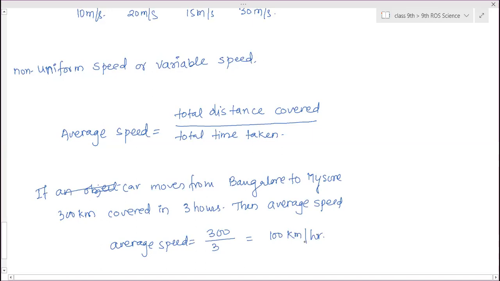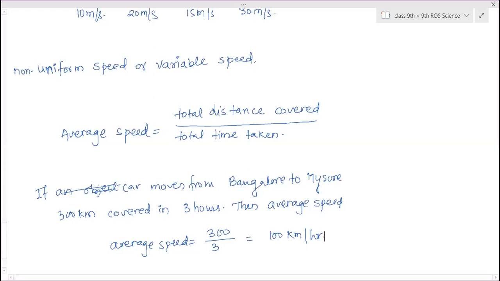Now in covering these 300 kilometers, the speed was different at every instant, but we are not taking that into consideration. What we consider is the total time taken and the total distance covered in that duration of time. That measurement is called average speed. Is this clear? Yes, ma'am.